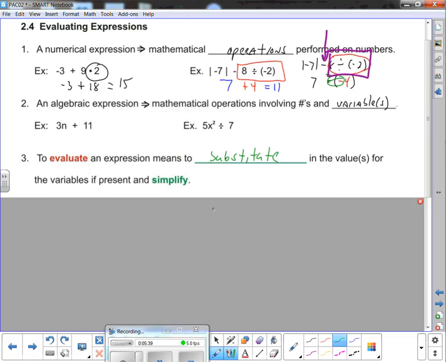S-U-B-S-T-I-T-U-T-E. Substitute in the value or values for the variables if present and simplify. So you put in the values that they tell you for the variable, that's all. And then you simplify your answer.